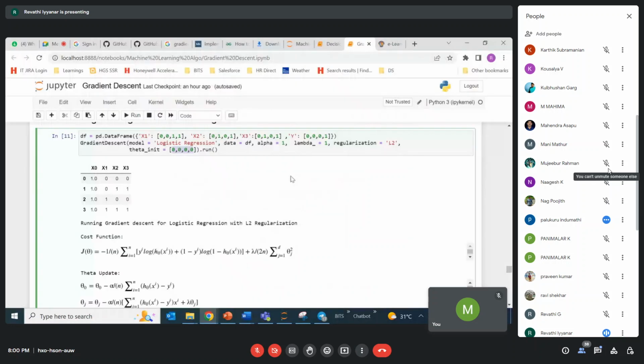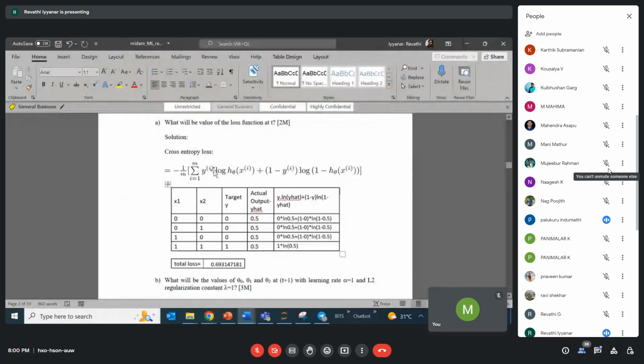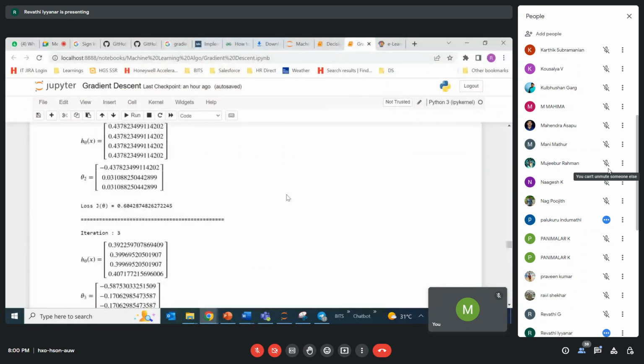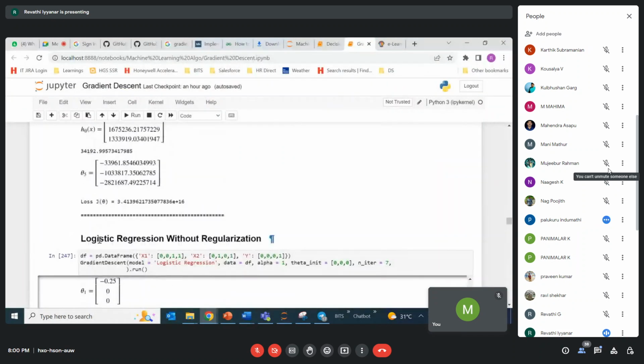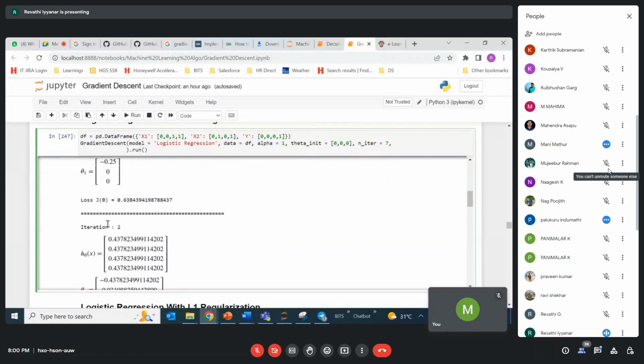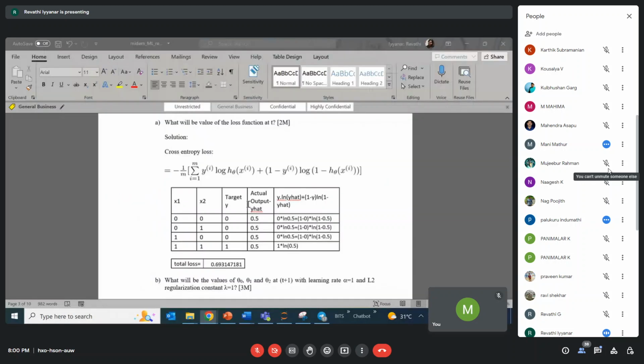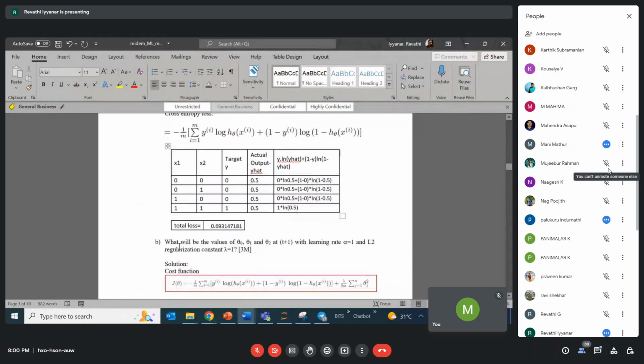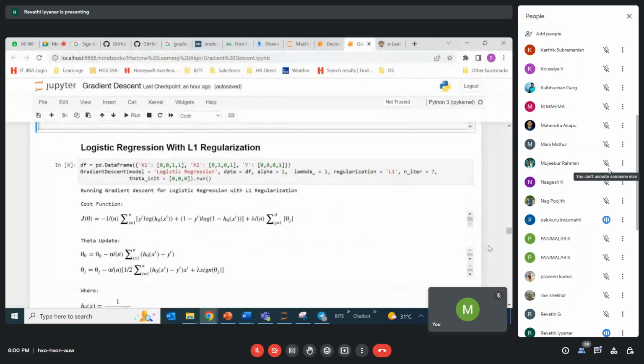Right, for the first part, cross entropy, you have to run this one, logistic regression without regularization. Lambda is not needed, right? Okay. And then get the loss function. And that's for A. And for B is the next other code.